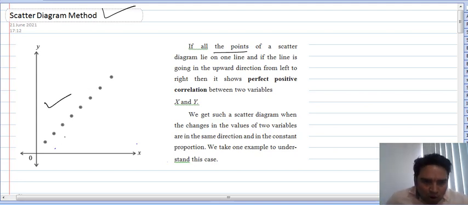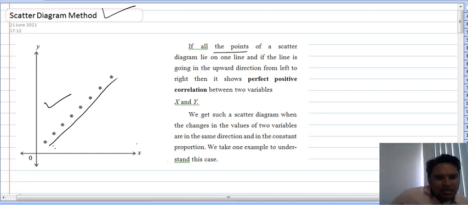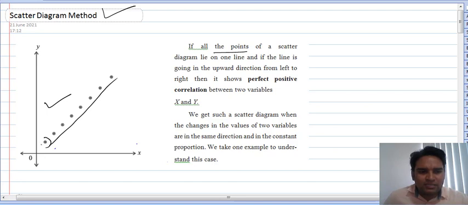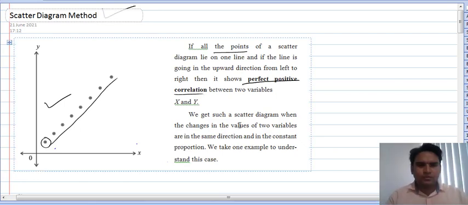Now if you plot the x variable and the y variable on the graph and you obtain this kind of line, right? You can see this is the intersection point where x and y intersect each other. You can see this kind of dot line we get. So whenever you get the dot line from left to right in the upward position or straight line, in this case we can interpret that there is a perfect positive correlation between the two variables.